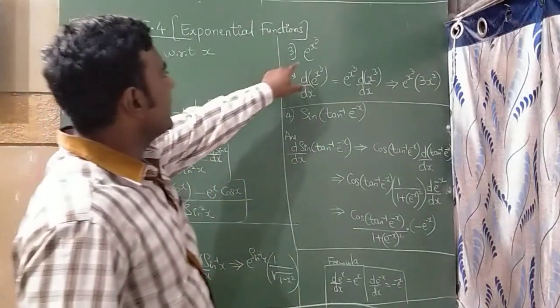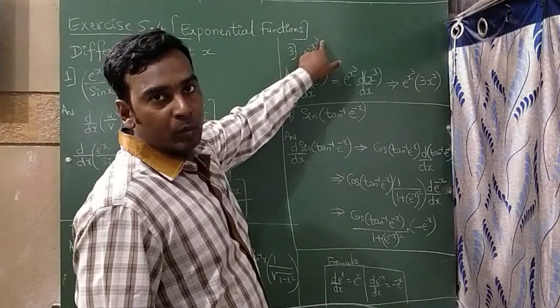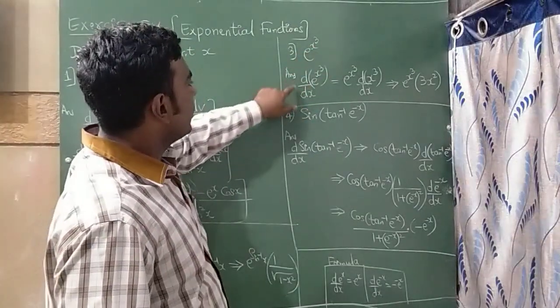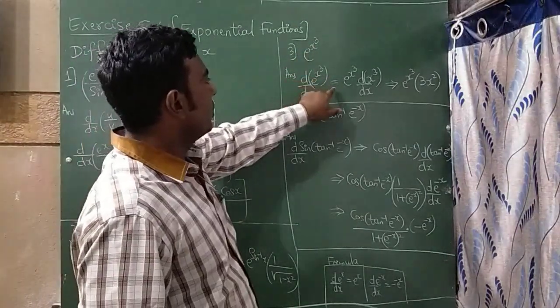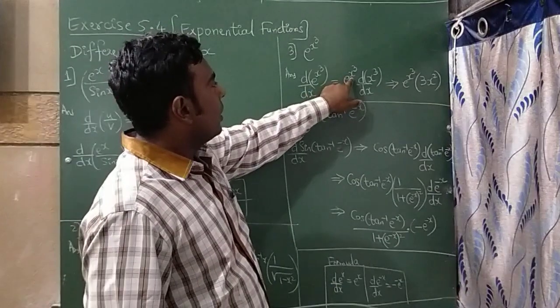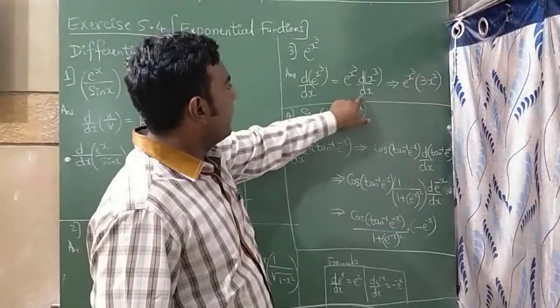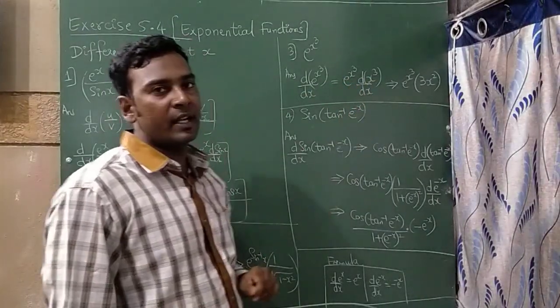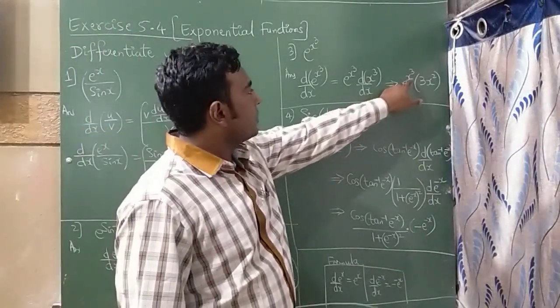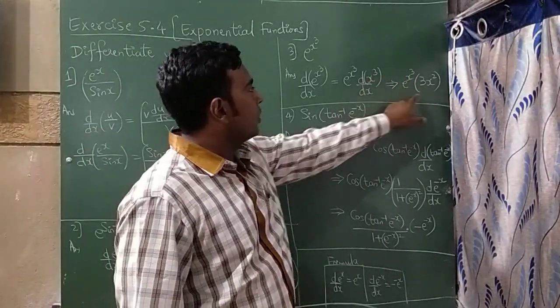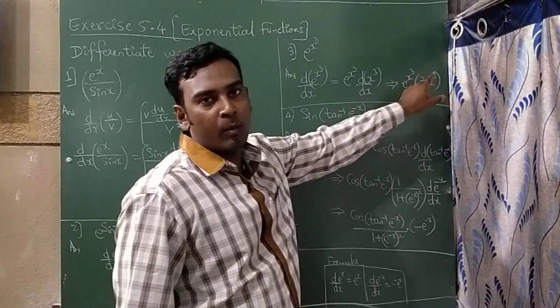So the third question is e raised to x cube. Okay, so d by dx of e raised to x cube is equal to e raised to x cube, again d by dx of x cube. This is called the chain rule. Now e raised to x cube, now d by dx of x cube is 3x square by formula.